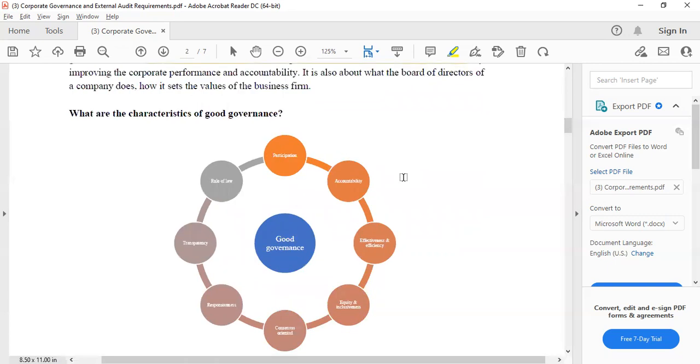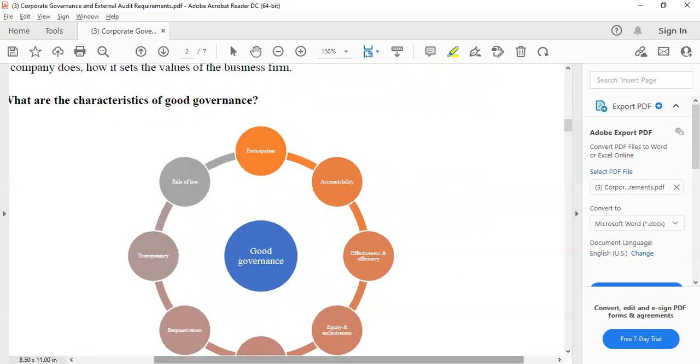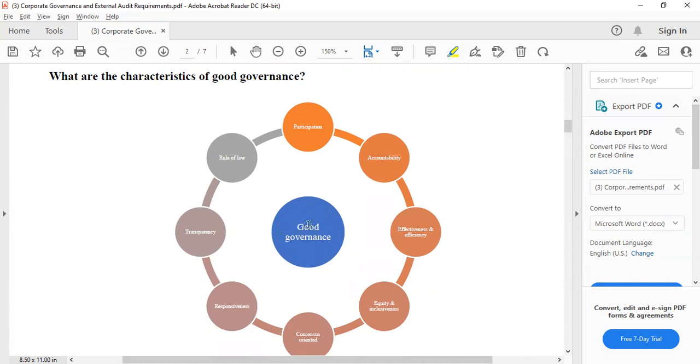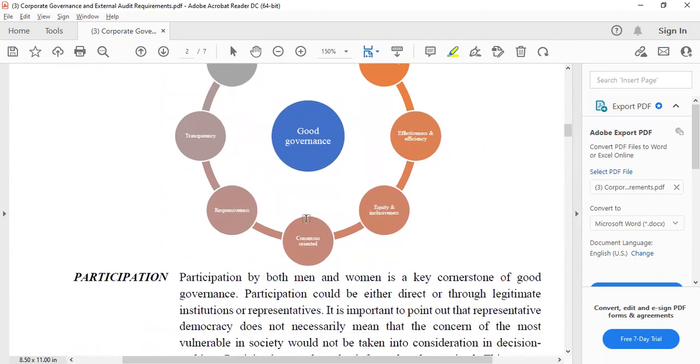So when can we say that our current corporate governance is good? So what are the characteristics of good governance? Good governance should have the following: participation, accountability, effectiveness and efficiency, equity and inclusiveness, consensus-oriented, responsiveness, transparency, and rule of law. Let's look at these characteristics one by one.